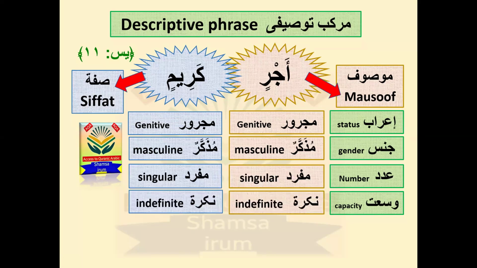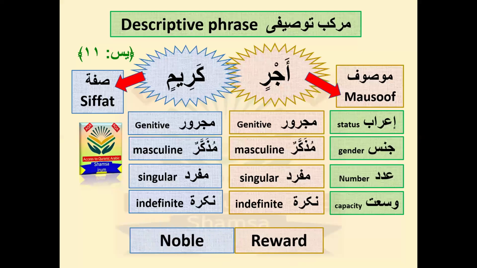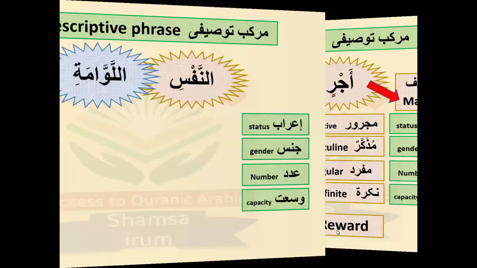For the translation, a noble reward. Noble is a sifa of reward. Okay, I should write here "a noble." I forgot to write here "a." There should be "a noble reward." Okay, anyhow, one more example.